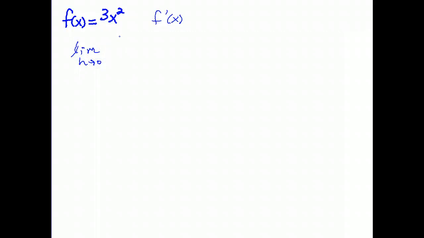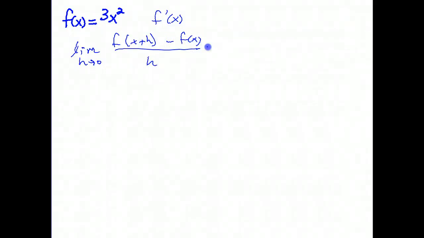And so we're looking on page 183, and we're going to start with number 1. In number 1, we have a function f of x is equal to 3x squared. Now, we are looking for f prime of x. And so to find that, we need to find the limit as h approaches 0 of f of x plus h minus f of x all over h.